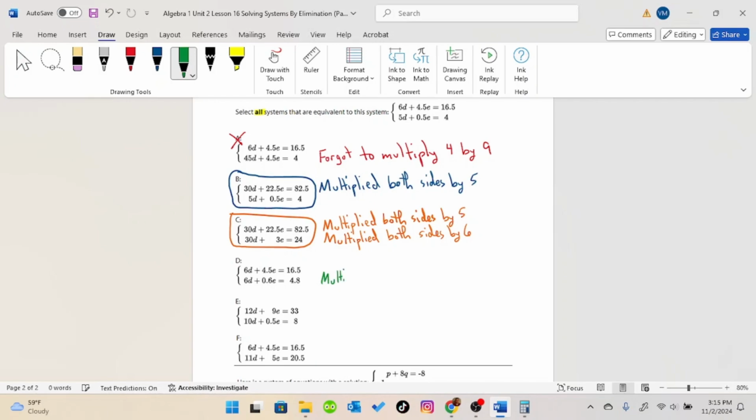So they multiplied both sides of the bottom by 1.2. This creates an equivalent equation. Since the top equation stayed the same and the bottom equation is equivalent to the bottom equation in the original, this is also an equivalent system.